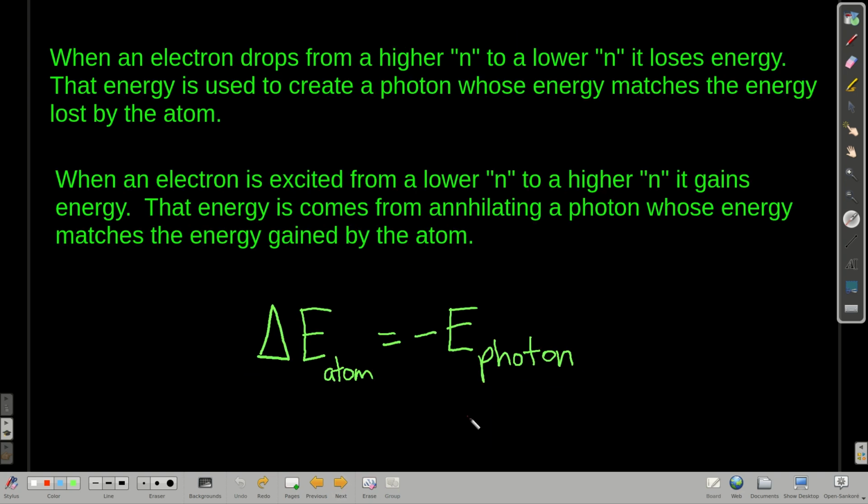All right. So, like I was saying, when an electron drops from a high n to a low n, it loses energy, and what that energy does is actually create a photon. That energy is converted into a photon, and the energy of that photon matches the energy lost by the atom. This is called emission when this happens.